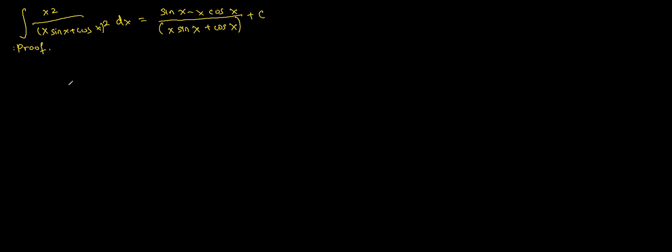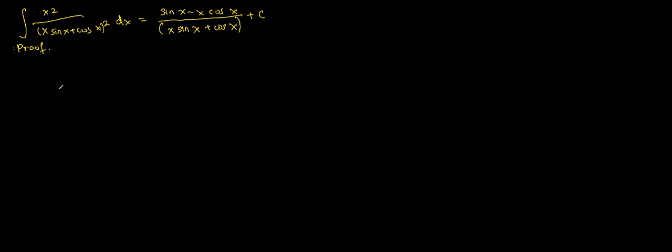Today we are going to solve the integration of x squared over (x sine x plus cosine x) squared dx, and we prove it to be equivalent to (sine x minus x cosine x) over (x sine x plus cosine x) plus c. So this problem itself is quite an interesting problem. There's a lot of solutions online, but usually it is not well explained. So in this video, I'm going to explain how you prove from here to here.